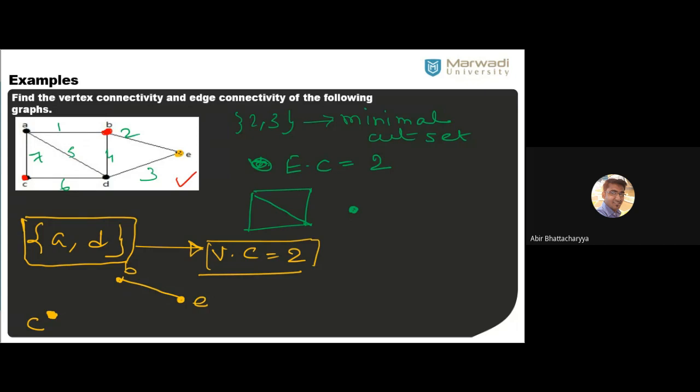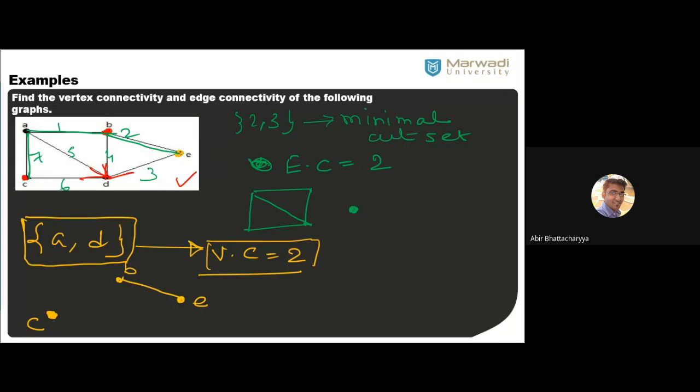If we remove only D. Okay, let's see. If we remove only D, this part, still it is connected. This is removed. So what would be there? These things will be there. Right? They are connected. Okay. Any more doubts? Please ask me.